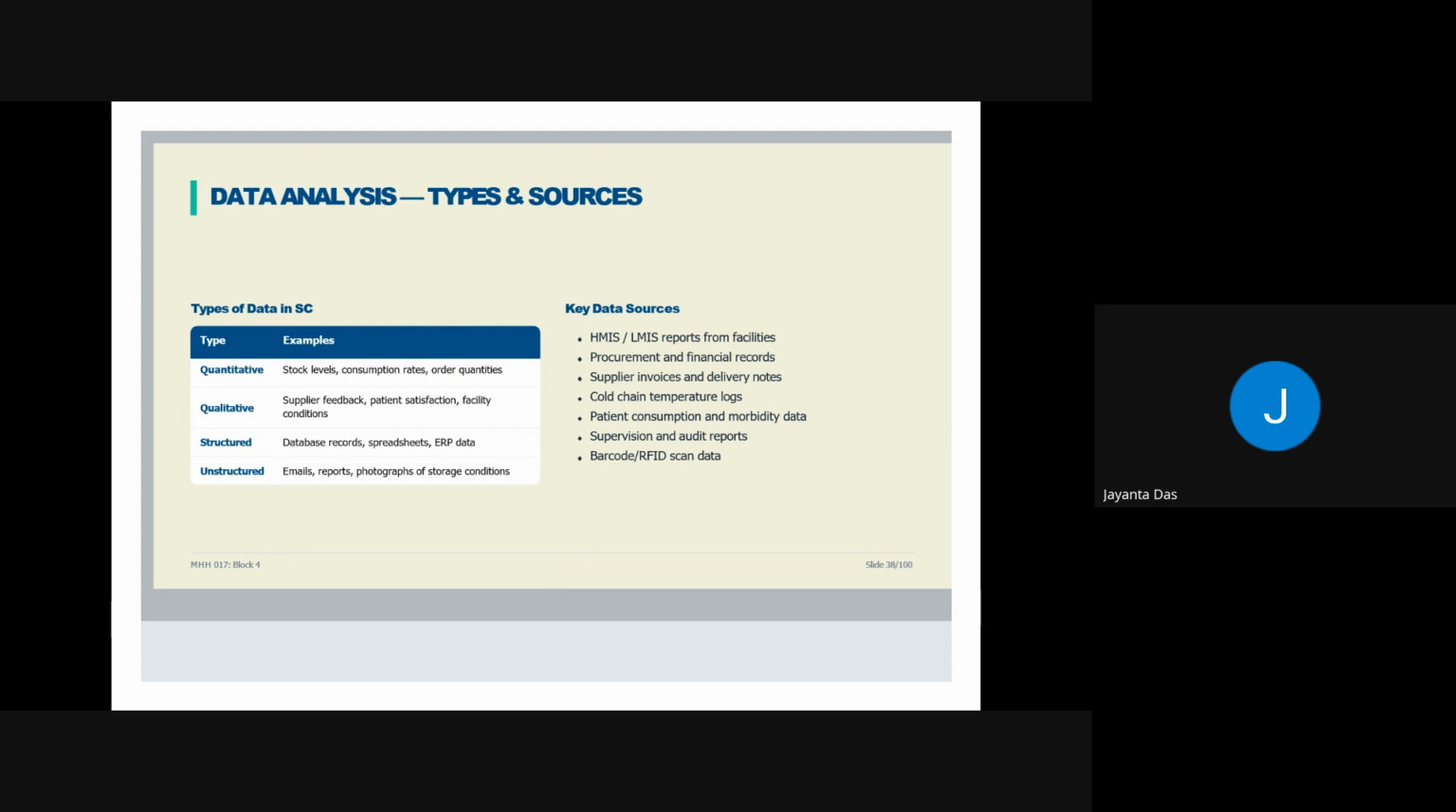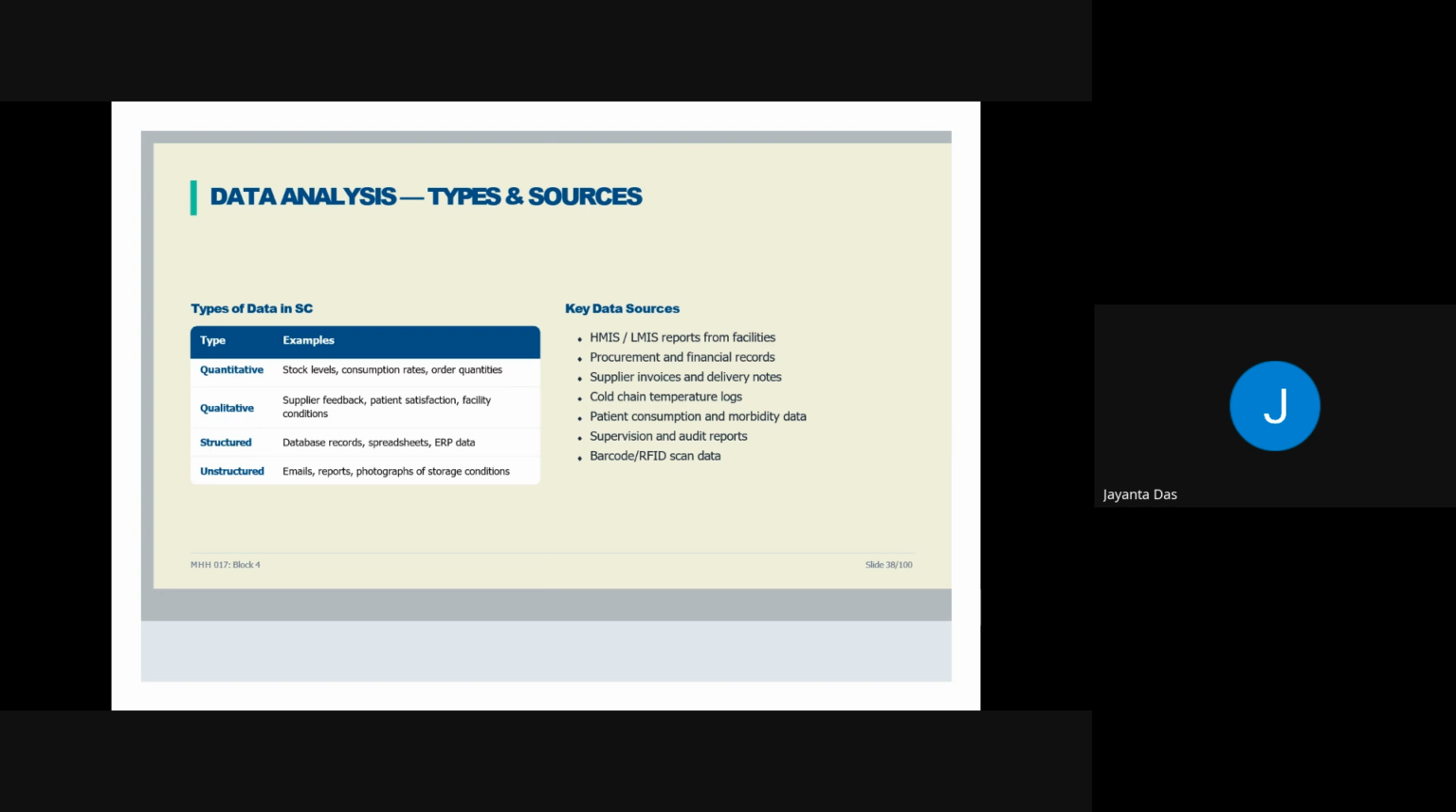So it is data analysis, the types and sources. The types are quantitative, qualitative, structured, and unstructured. These are the data types in our supply chain. Quantitative are stock levels and consumption rates. Qualitative are supplier feedback, patient satisfaction, and facility conditions. Structured are database records, spreadsheets, and ERP data, and unstructured are email reports, photographs, and storage conditions.